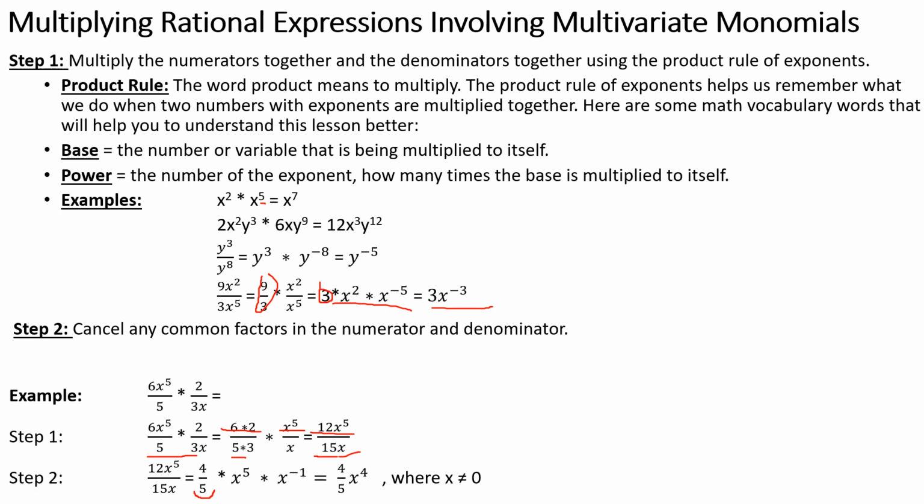And then x to the fifth over x, same as x to the fifth times x to the negative 1, is x to the fourth. And looking at the original equation, the only thing x cannot be is 0, because 3 times 0 is 0. And that would put a 0 in my denominator.